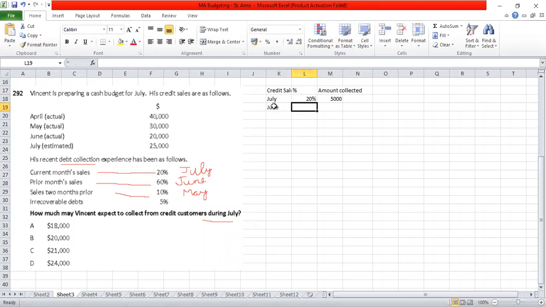June month's sales are collected as 60% in July. So June month sales are 20,000. So 20,000 into 60%. Then we have before June, it is May. May month's sales are collected as 10%. So 10% of May month sales, which are 30,000, so 30,000 into 10%. Add them up.